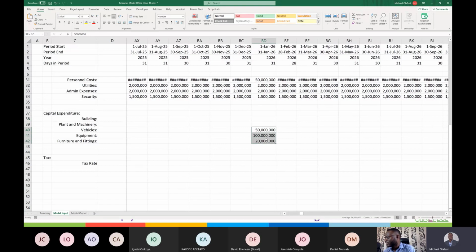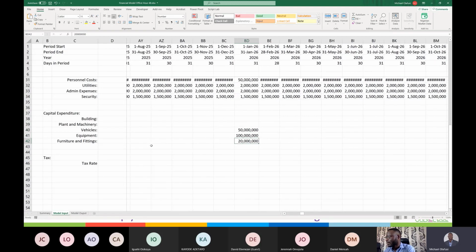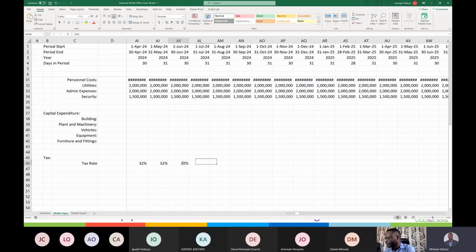So you see that after the production is done, we have to buy more vehicles for the marketers, for the operation staff, and some more equipment, and then maybe expand the office area with more furniture and fittings, and so on. And then I didn't even drive this properly.